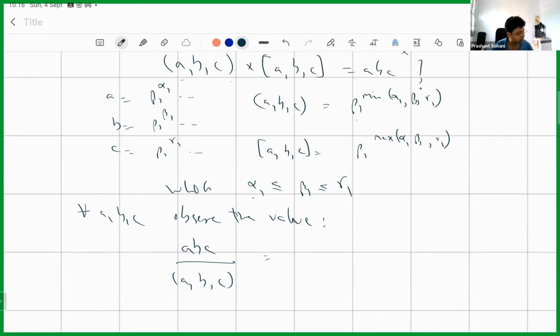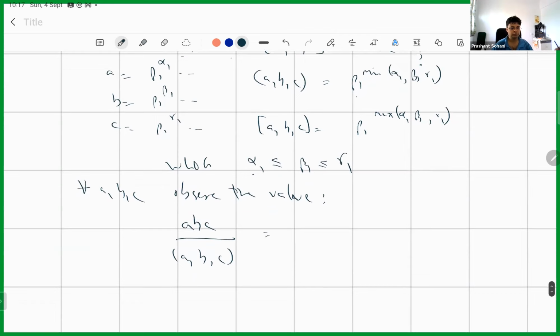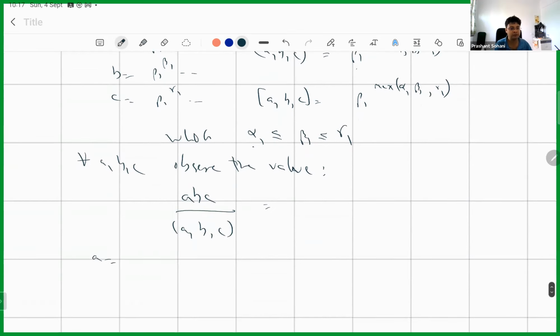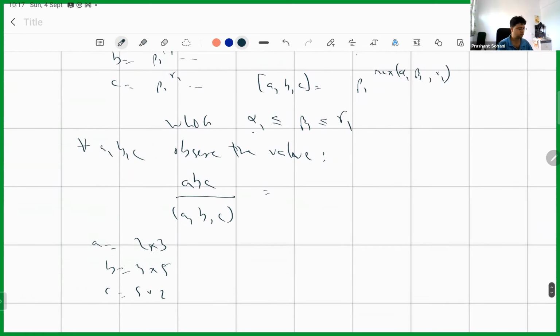One useful experiment, it's all up to how you choose ABC cleverly to get useful information, is to consider a case where there is something common in every pair of the numbers. A can be 2 into 3, B can be 3 into 5, C can be 5 into 2. So pairwise, there is something in common. It's 6, 15, and 10. So ABC upon GCD of ABC: the GCD is 1 actually, so that one will go away. So this is simply the product of ABC.